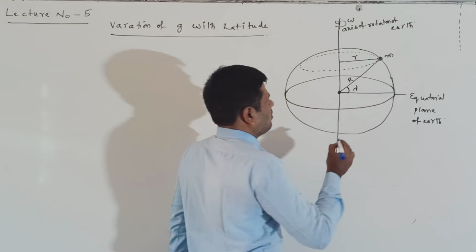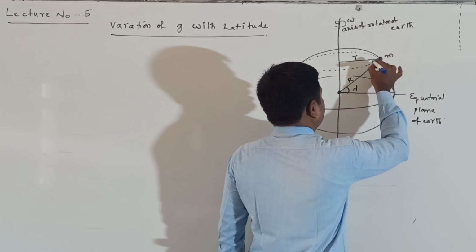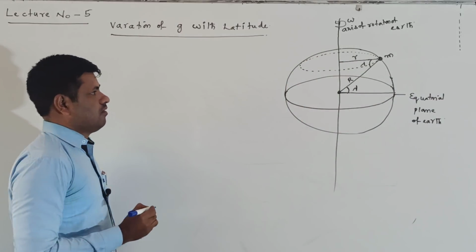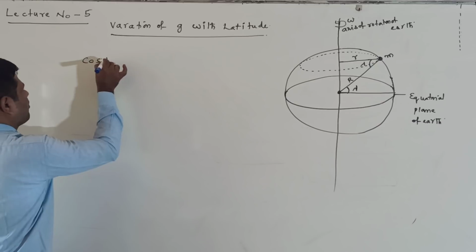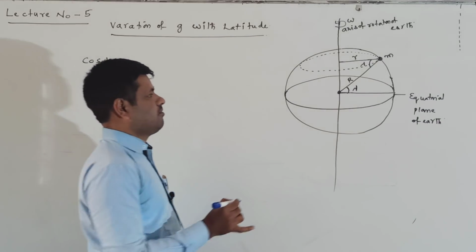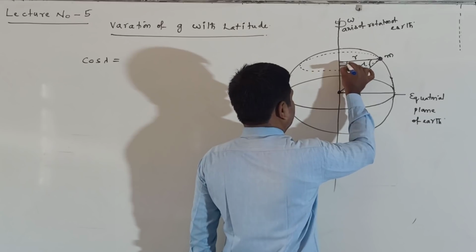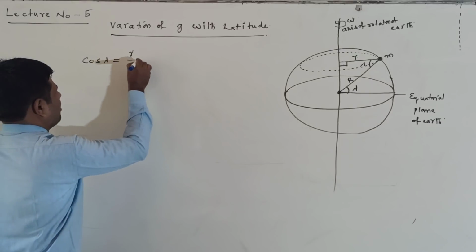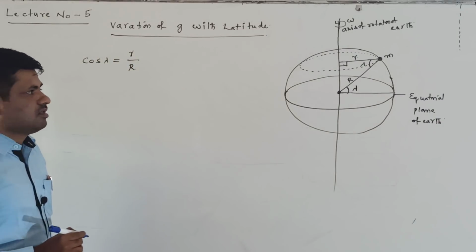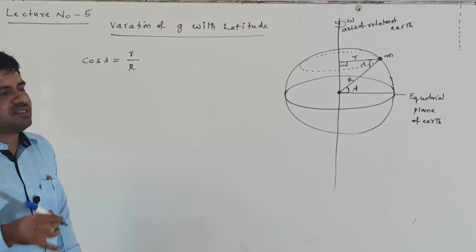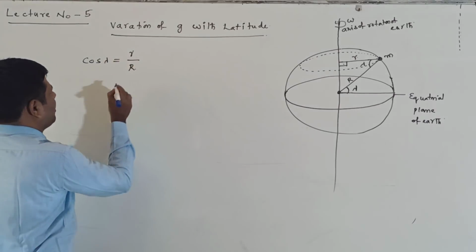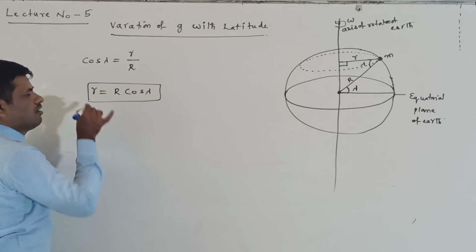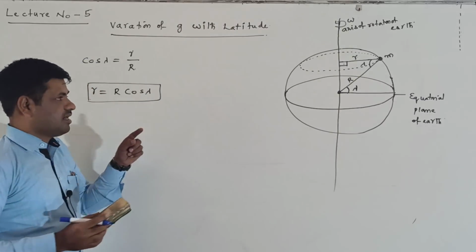Now here the angle is lambda, and here also the angle is lambda, from the triangle rules. I want to find cos lambda. Cos lambda is adjacent side by hypotenuse. Here the angle of 90 degrees is opposite the hypotenuse. Adjacent side is small r, hypotenuse is capital R, the radius of the earth. So cos lambda equals r by R, that is, small r is equal to R cos lambda. This is a very important formula. Here small r is the radius of the circle.